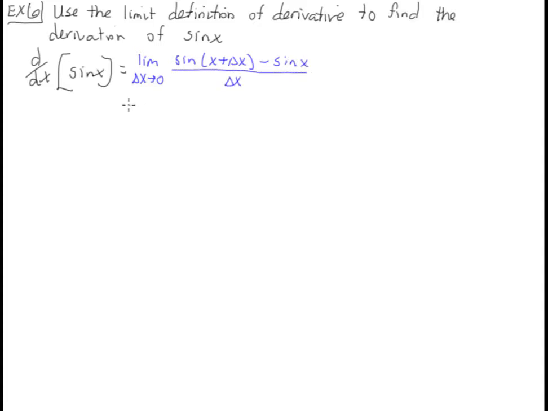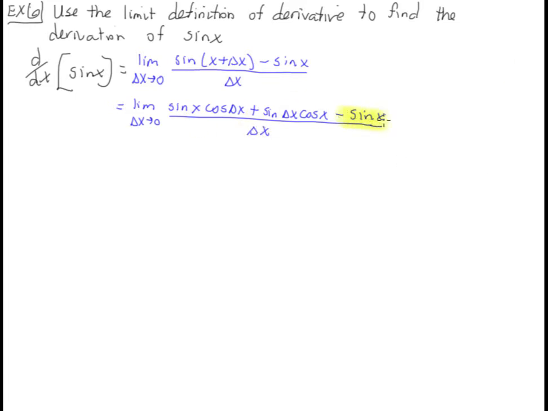Now I notice I got sine of x plus delta x. Well, that is the sum formula of sine. So we call that sine of x times cosine of delta x plus sine of delta x times cosine of x. Then minus, we still have that sine of x on top, divided by delta x.